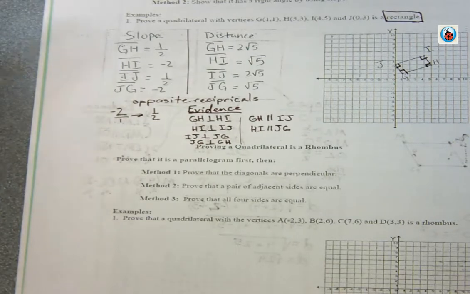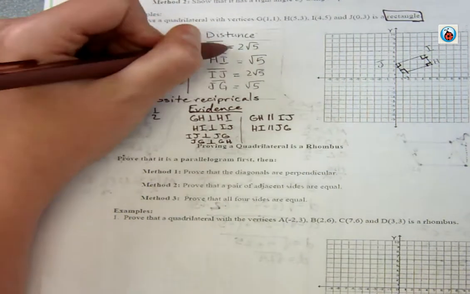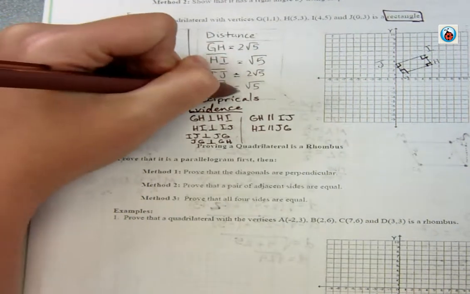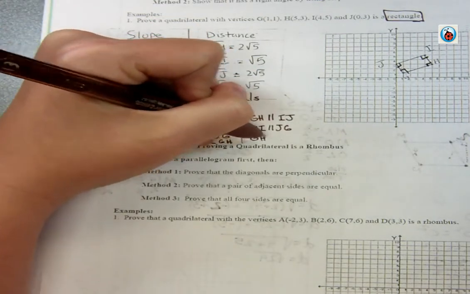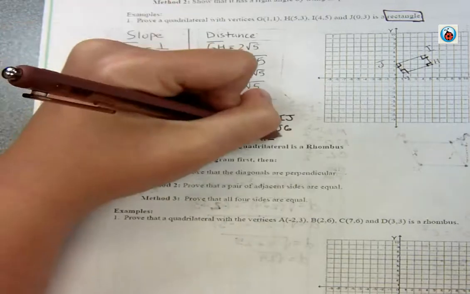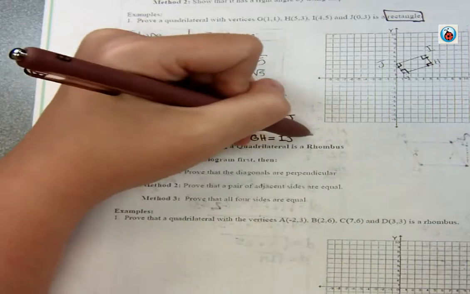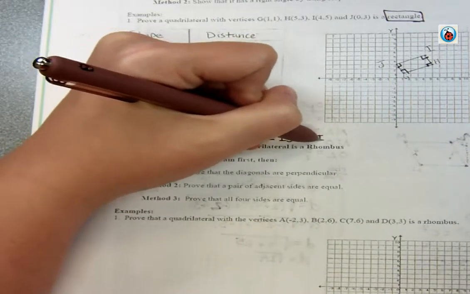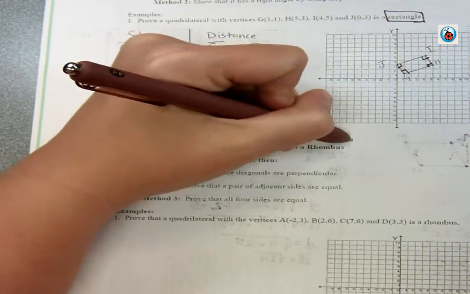All right, and then for the distance, finally, we're looking over here. We've got those 2 are the same, and these 2 are the same. So we have to write that. GH is going to be equal to IJ, because they're both 2√5. And then HI is going to be equal to JG.